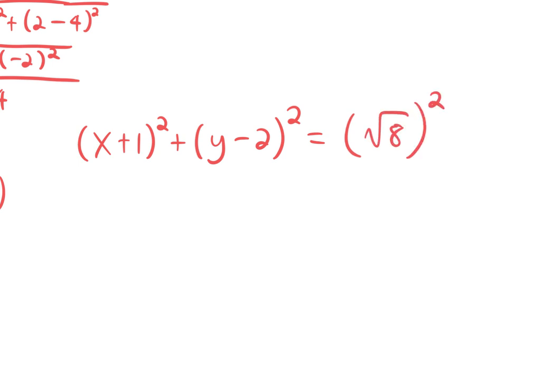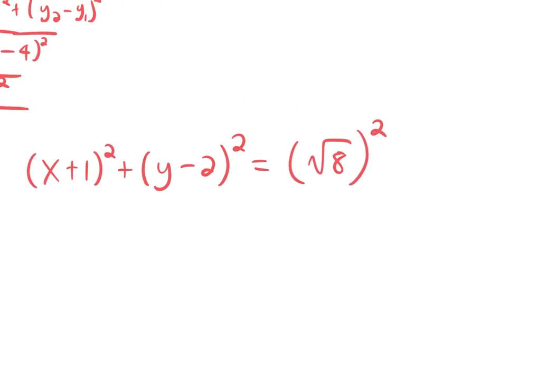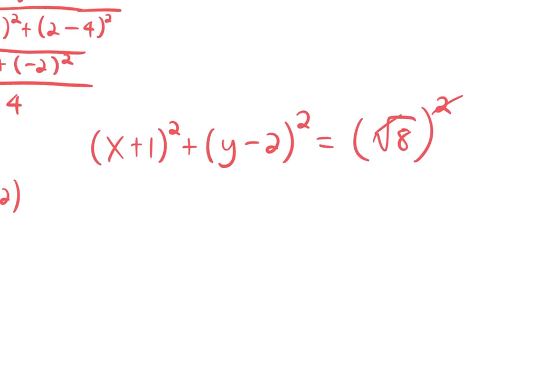Square root of 8 squared, right? When you square a square root, what happens? If I had the square root of 9, that'd be 3, and if I square it again, I get back to 9, right? So these are going to kind of cancel each other here. So our answer would be x plus 1 squared plus y minus 2 squared is going to equal just 8, and that'd be your answer.